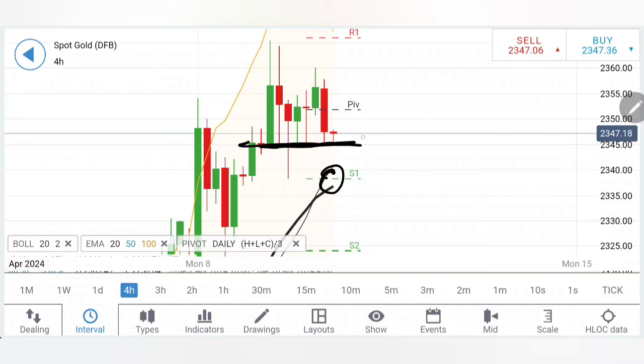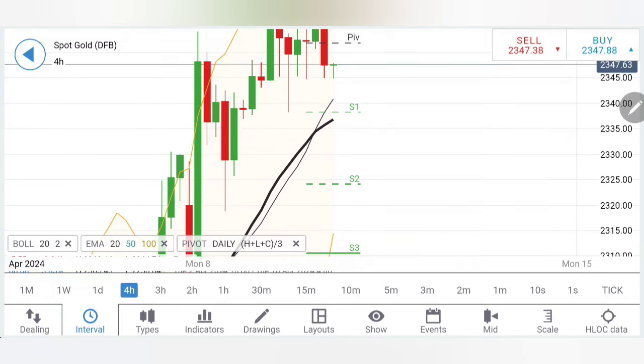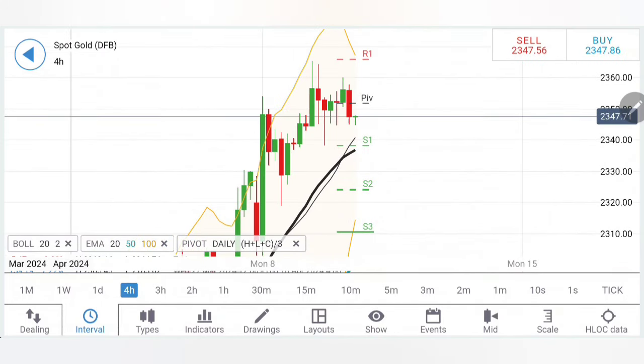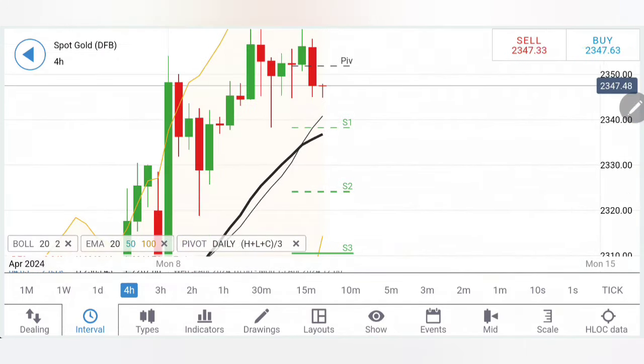Very, very strong support exists as long as these levels are respected, because below this there should be a stronger fall taking the prices lower. In fact, 2325, 2320 levels can be seen, and in fact we can see further drop towards 2318 levels. But let's have a look further.